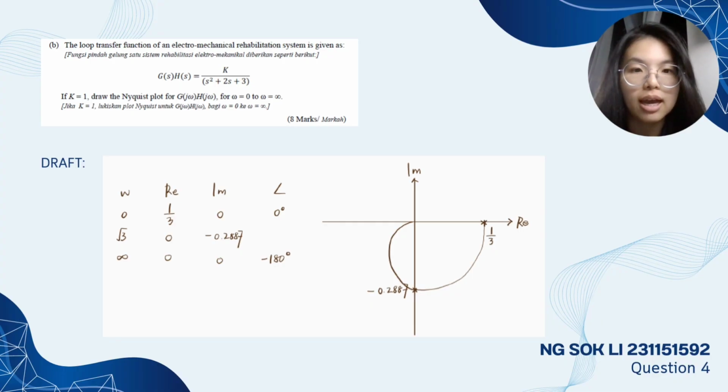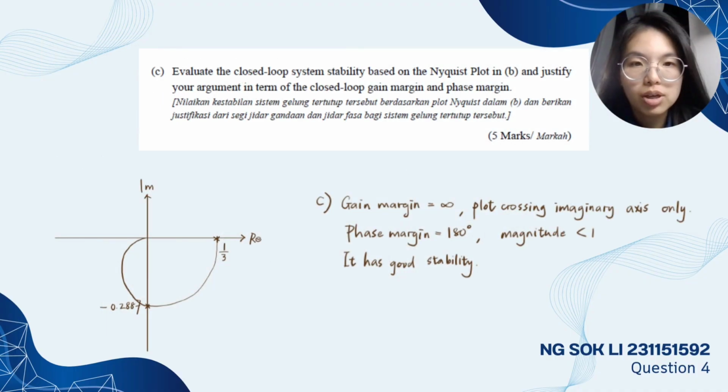1 over 3. And since it is negative 180 degrees, it starts from the second quadrant and then turns 180 degrees back to quadrant 1. The gain margin that we got here for this question is infinity, since the plot is crossing the imaginary axis only instead of the real axis. Before this, we got that the phase margin is equal to 180 degrees and the magnitude is less than 1, so it has good stability.